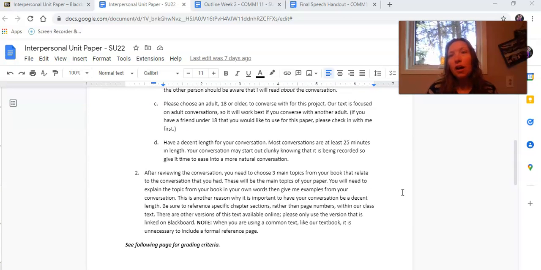If you are not a strong writer, if that's an area that you struggle in, please get this done ahead of time. And you can either send it to me and I'm happy to proofread for you, have someone within your home proofread that for you, or there is a writing center on campus where you could have somebody read through your paper and give you feedback.